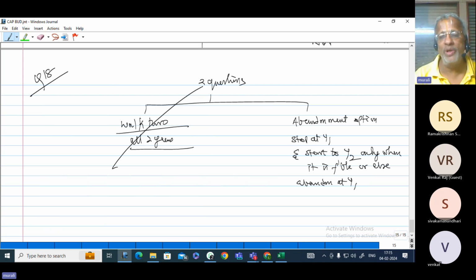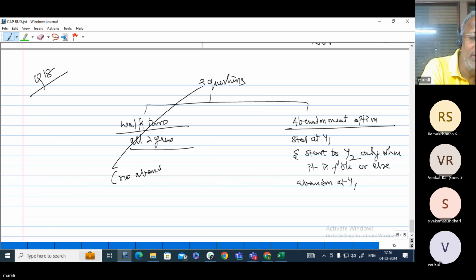Here you stop at year number 1. Only when you are comfortable, you run to year number 2, or else you take year number 1. This is what you have as the abandonment option. So here there is no abandonment option. In the second case, you have the abandonment option. Are you clear? Are you clear? Yes, yes. Rajagopalan?